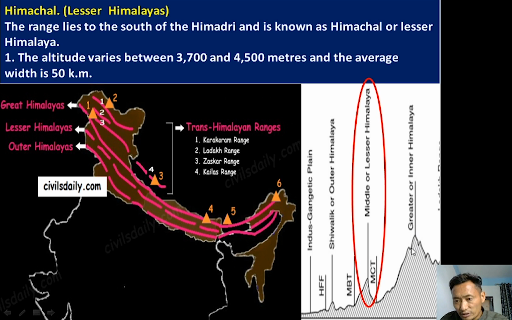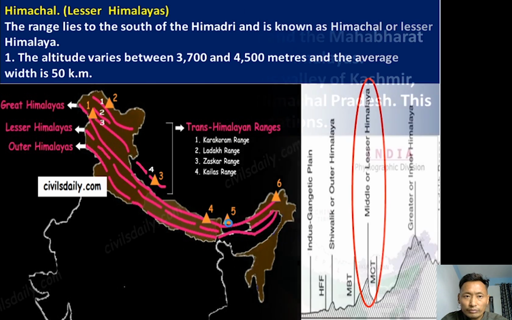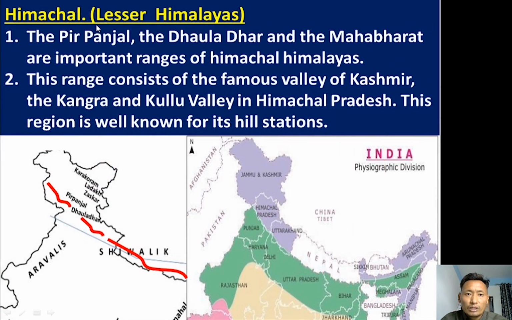So this is Greater Himalaya, the tallest one. Next to the south of that we have the Middle Himalaya or the Lesser Himalaya or the Himachal Himalaya. So this is the location of Lesser Himalaya. It is located south of Greater Himalaya or Himadri.